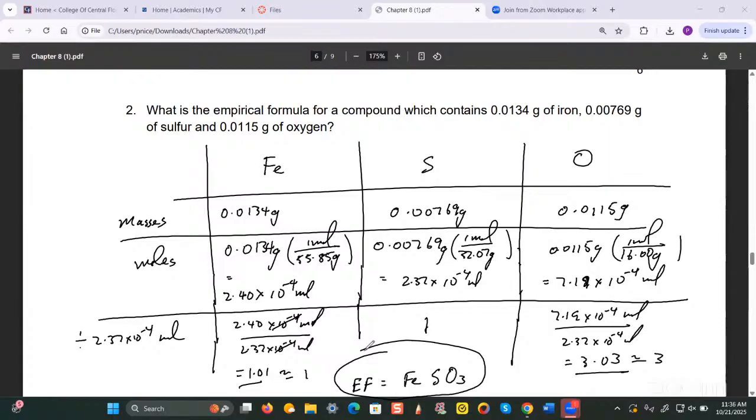All right? Any questions about this one? Any questions out there in Zoom?